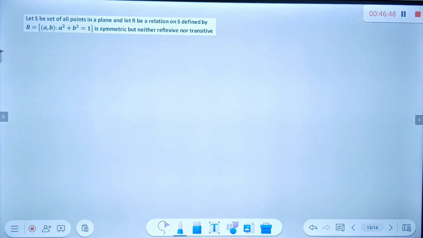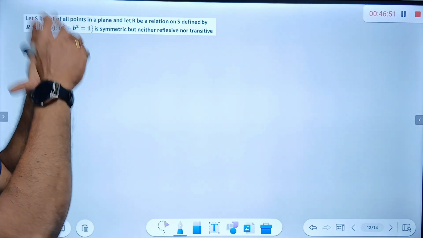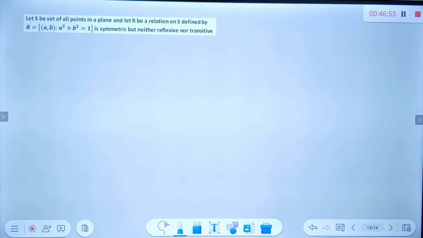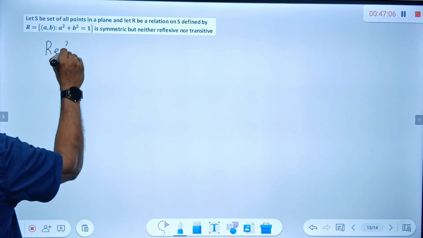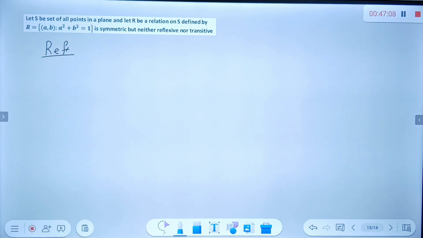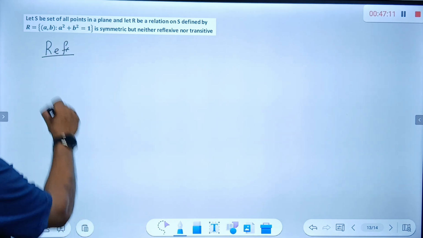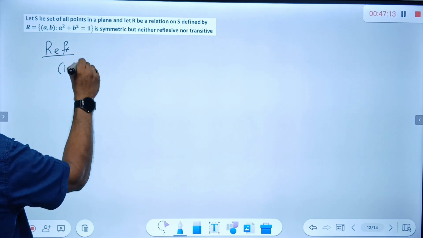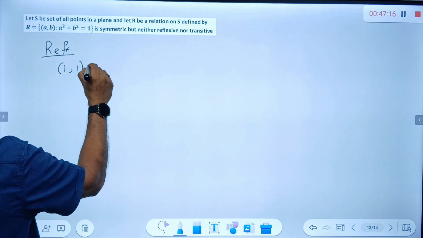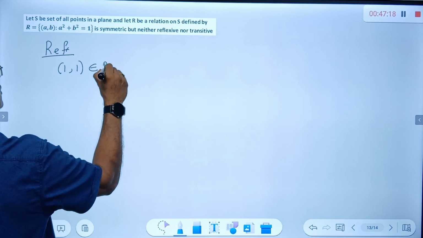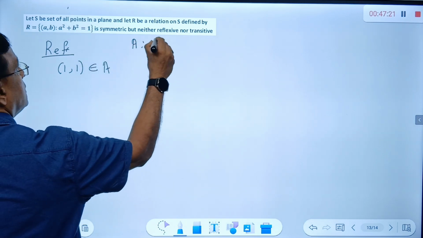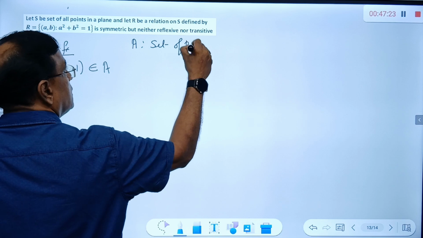Let's finish it off. Let S be the set of all points in a plane. R is a relation defined as R equal to (a, b) such that a square plus b square is... symmetric but neither reflexive nor transitive. We'll find out. Let's talk about reflexive. For example, let us take (1, 1). It's a point, correct? (1, 1) is a point in a plane. So I'll call A as the set of points in a plane.